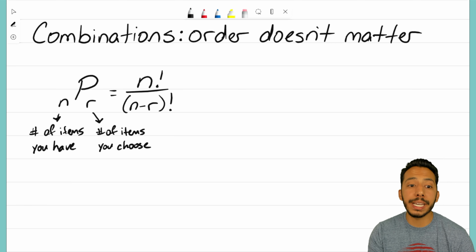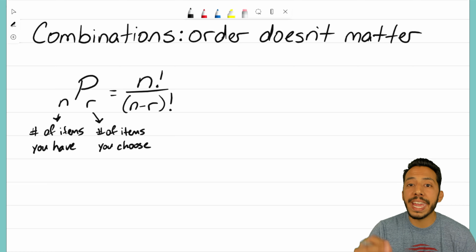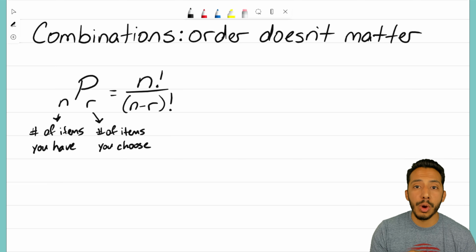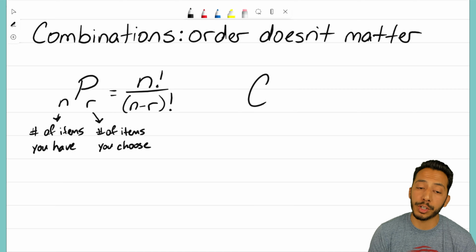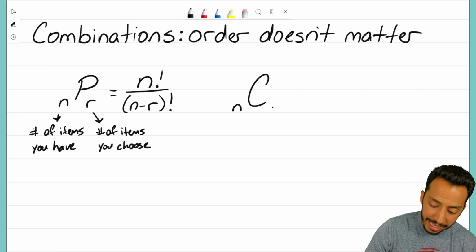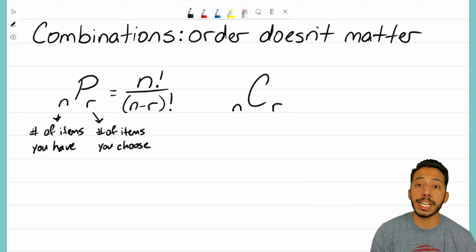We have to tweak it because a combination is really a permutation, but now the order doesn't matter. I don't care if one combination of items is the same as another, so we need to remove those. Here's how we're going to write that out. We're going to have a capital C this time for combinations. We're still going to have the n and the r next to it, represented by the same things. n is the number of items that you have, and r is the number of items that you're choosing from the n.